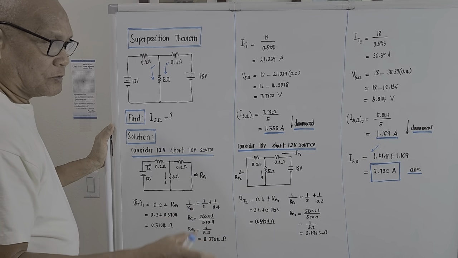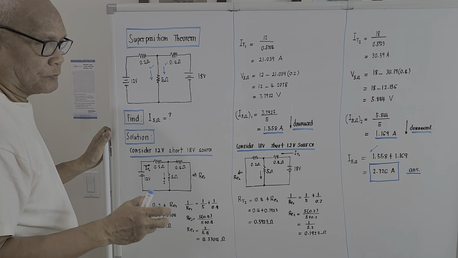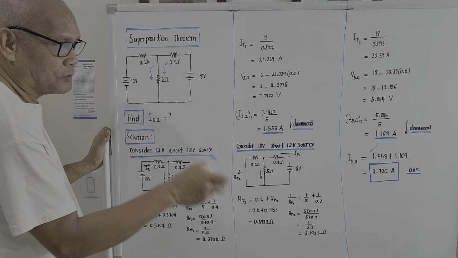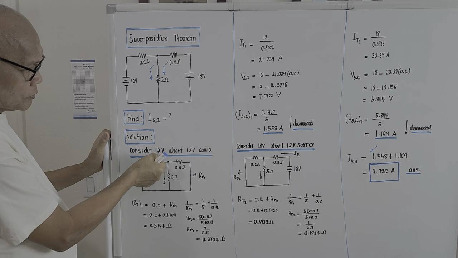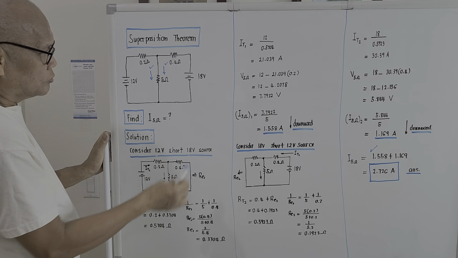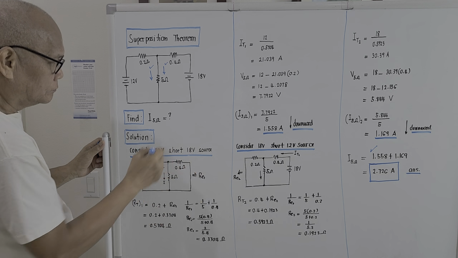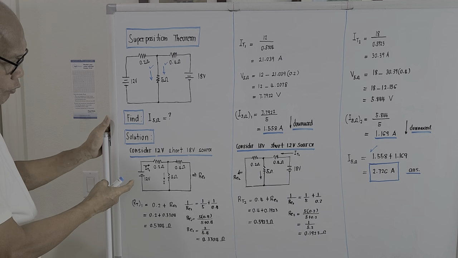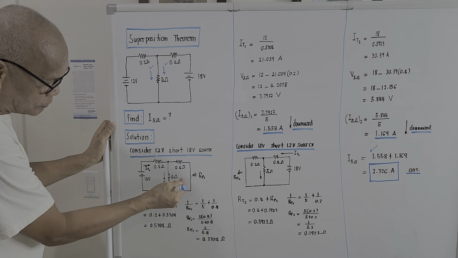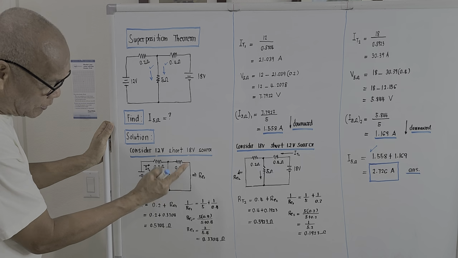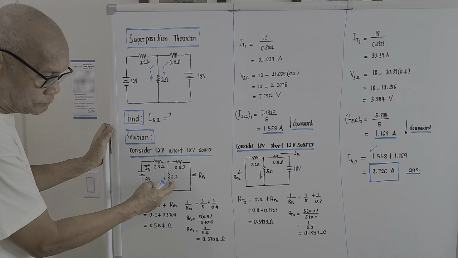Under the superposition theorem, if there are two voltage sources, to compute for the current delivered by the first voltage source, we must short out the second one. So consider the 12 volt source, we short the 18 volt source. If we short out this one, this will be the resulting diagram. 12 volt, this is 0.2, 0.4. We short out the 18 volt source, so no more 18 volt source here, but we take into consideration the 0.4 ohm resistance, and this is the 5 ohm load.